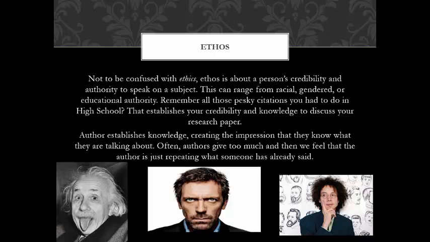So moving on to ethos, this is not to be confused with ethics. Ethos is related to the author's credibility and the authority they have to speak on a subject. So in the 3 pictures I have here, I have Albert Einstein, Gregory House from House, and then this is Malcolm Gladwell, who writes a lot of books about society. I think one of those famous ones is The Tipping Point.